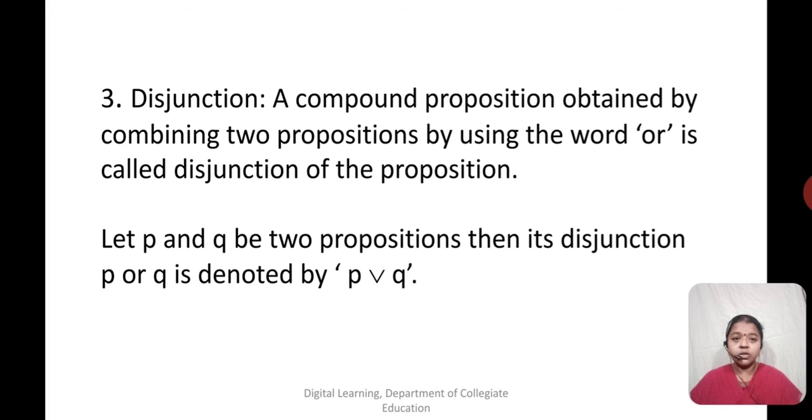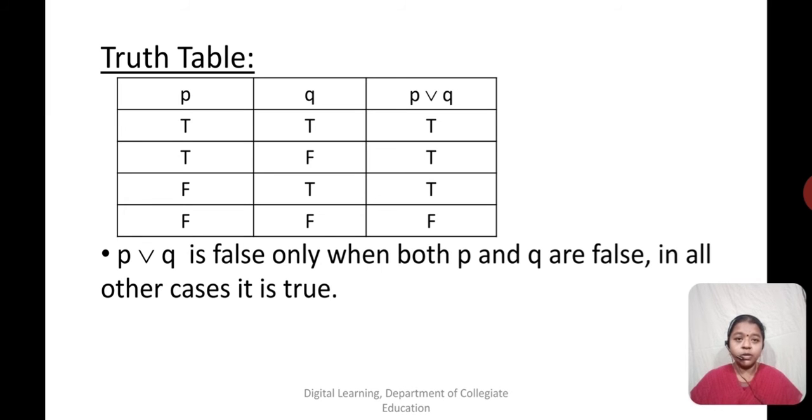The third one is known as disjunction. The definition is: a compound proposition obtained by combining two propositions by using the word or is called disjunction of the propositions. The symbol is P ∨ Q, which is read as P or Q. Now in the truth table, again since we have two propositions, we will have 4 different combinations. The first column is P, the second column is Q, and the third column is P or Q in symbol.